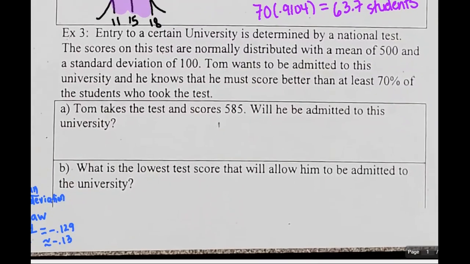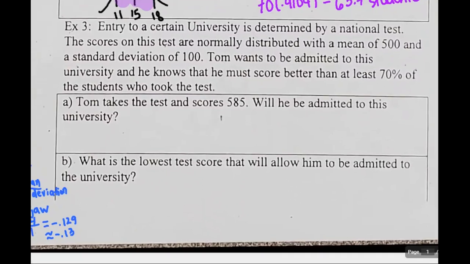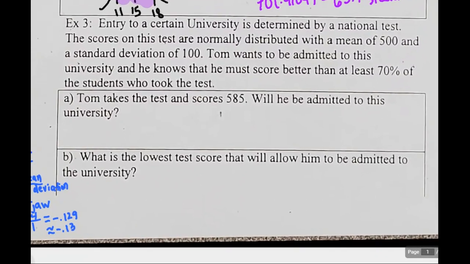Okay, now this last situation is going to be slightly different. This is going to be a 4th situation. So it says entry to a certain university is determined by a national test. The scores of this test are normally distributed. Okay, let me kind of highlight this. Normally distributed with a mean of 500 and a standard deviation of 100. Tom wants to be admitted to this university, and he knows that he must score better than at least, so he needs to do better than at least 70% of the students who took the test.